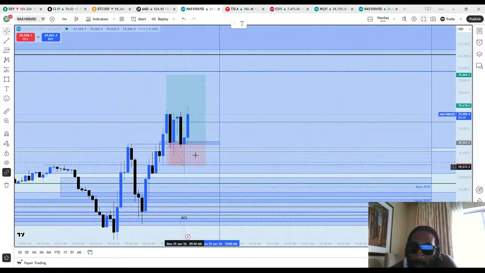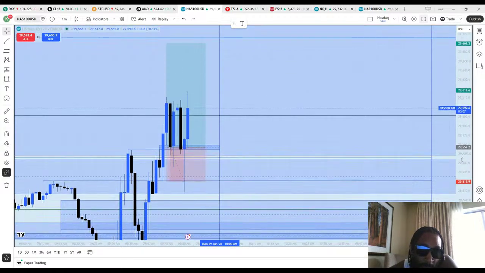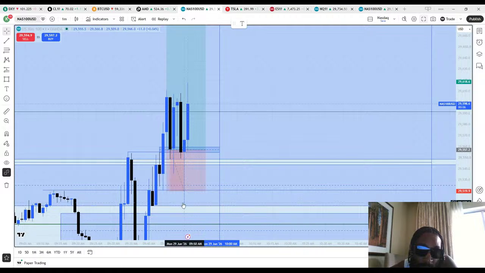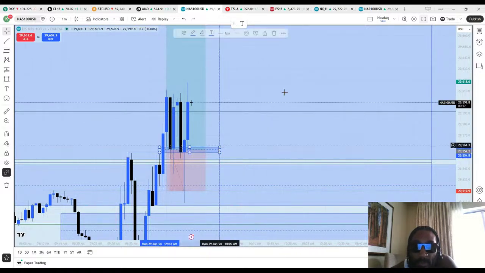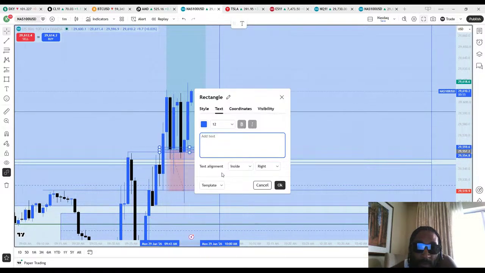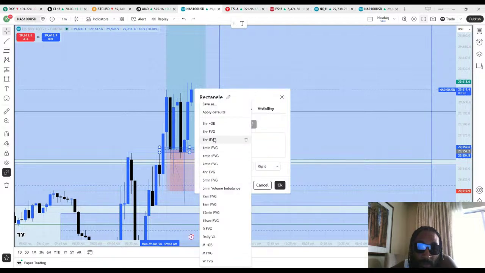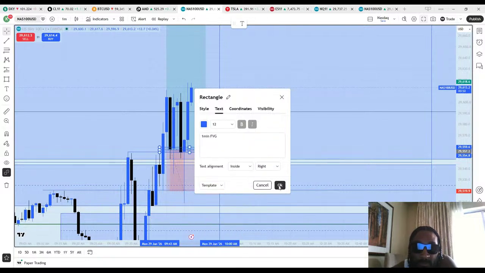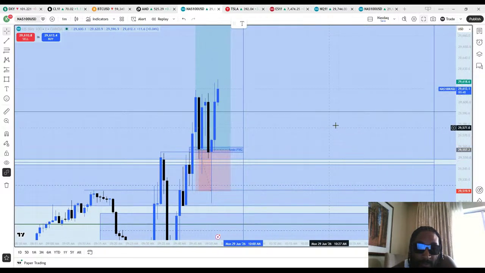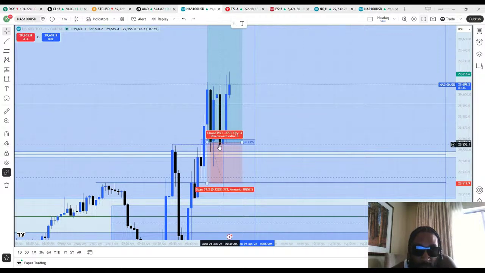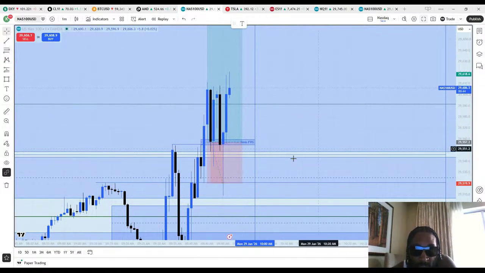Yes, wick. You see the wick came all the way down here. Look where the bodies are at. Respecting this fair value gap at 9:44. So that gap right there is being respected. Price has not closed under that gap at all. Wicks did the damage. Bodies is telling you what they really want to do.